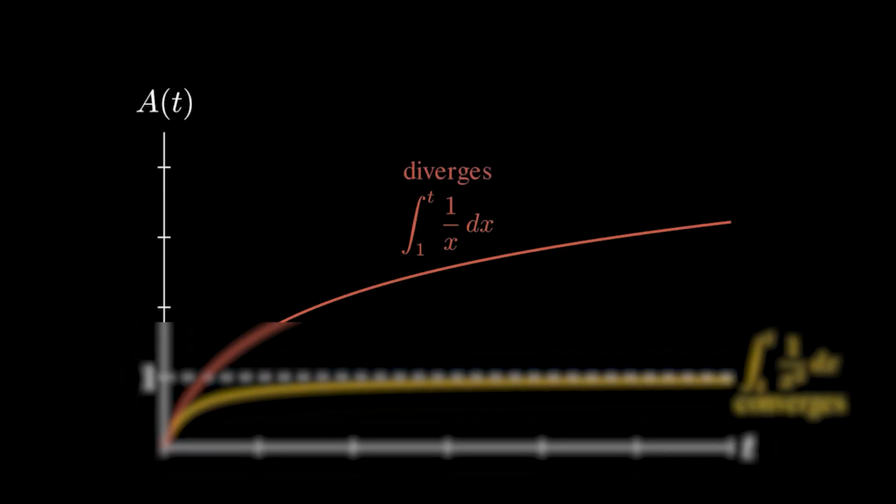Meanwhile, for 1 over x, the integral from 1 to infinity of 1 over x dx, this diverges. It never converges. It never goes towards a definite point. And as a result, the integral of that is just going to be infinity.